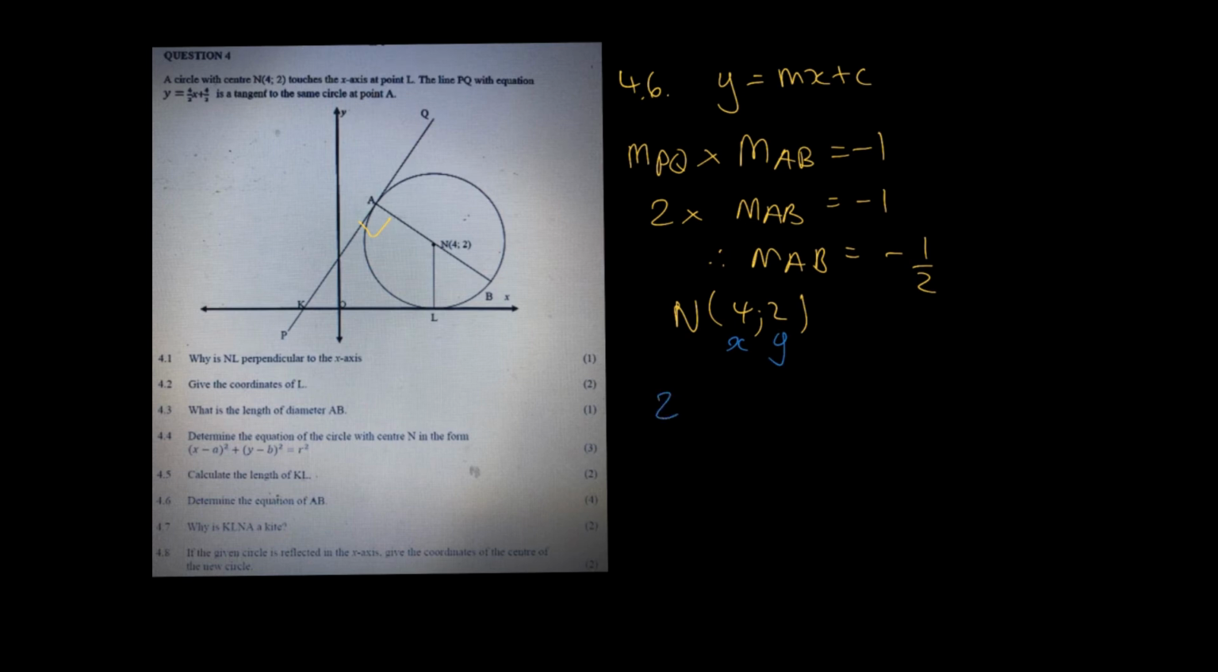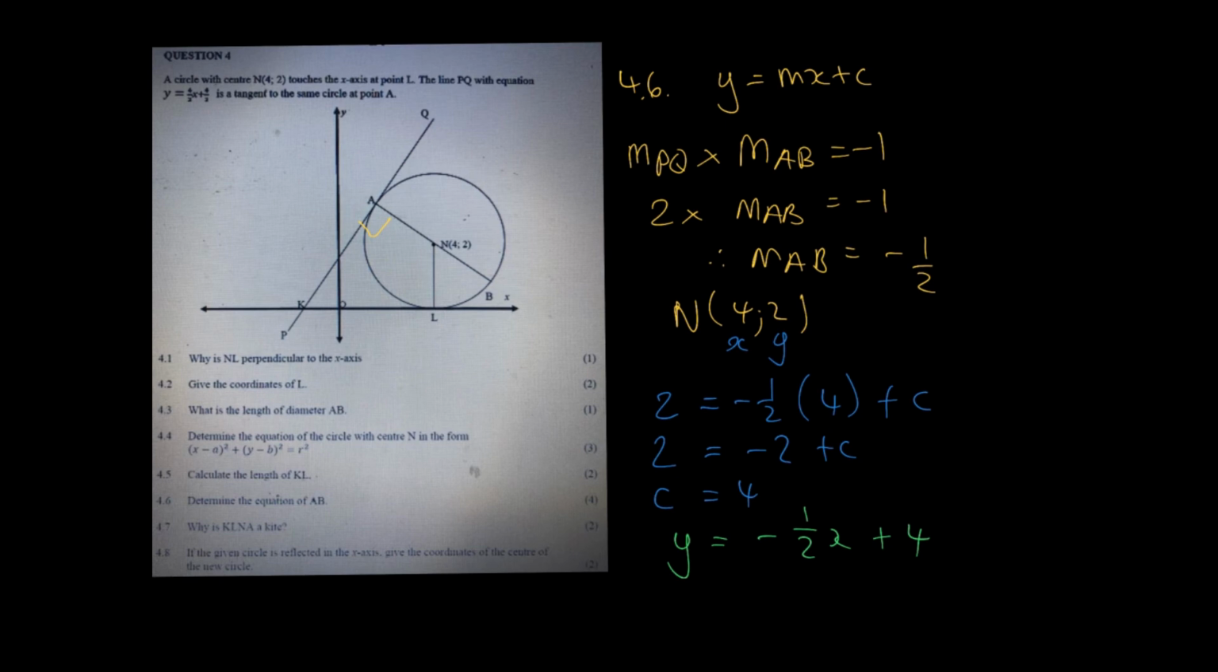So I would write 2 = -1/2 × 4 + c. And now it's my job to work out the value of c. So 2 would be equal to -2 + c, add 2 to the left, add 2 to the right, and that means that c has to be equal to 4. So therefore the equation of the line has to be y = -1/2x + 4, if I am correct about the gradient of PQ being 2. If it's not correct, then you would obviously have to do it accordingly.